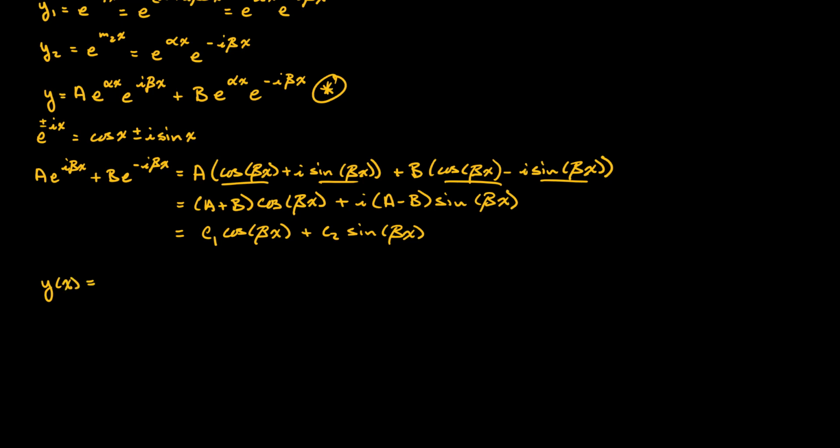y of x is equal to, so recall what we've done is that we've factored out the exponential term here and here, giving us e to the alpha x multiplied by c1 cosine of beta x plus c2 sine of beta x. In the next few videos, we will see what these three solutions look like and what they suggest about the system's behavior.